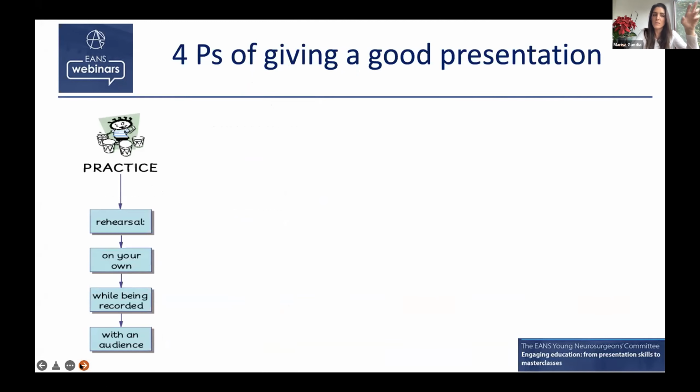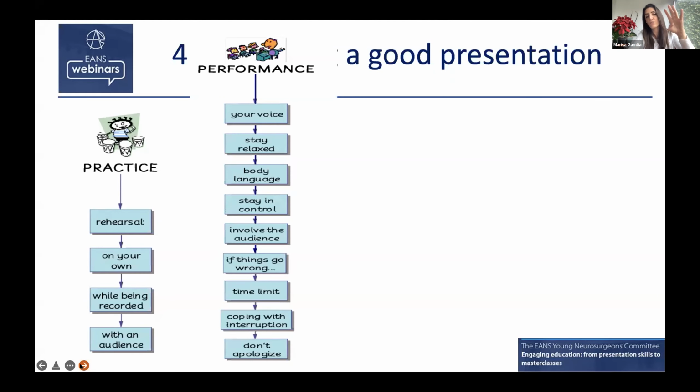You can practice this with an audience. You can use your family or your friends to do so. And the fourth thing, the 4P, which is the most interesting for this talk, is the performance.